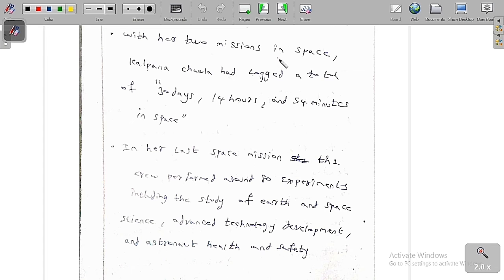I've already told you. So with her 2 missions in space, Kalpana Chawla had clocked a total of 30 days, 14 hours and 54 minutes in space. In her last space mission, the crew performed around 80 experiments, including the study of the Earth and space, science and advanced technology development, and astronaut health and safety. All these things were done by Kalpana Chawla and the crew members in their last space mission. So finally, I can say that Kalpana Chawla is the first woman of Indian origin who undertook a space journey.